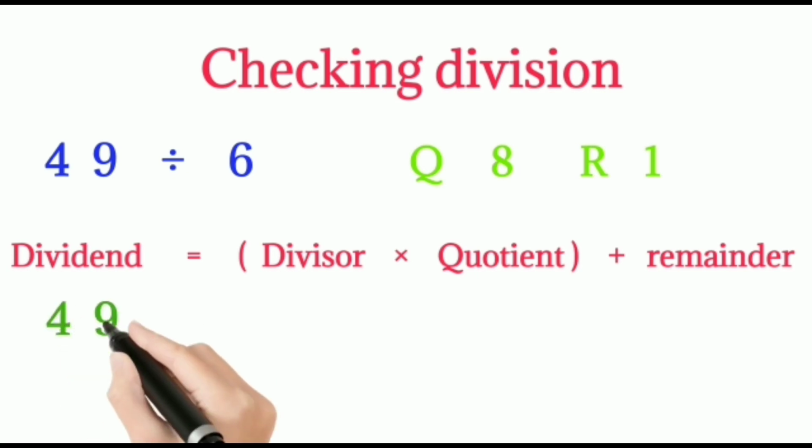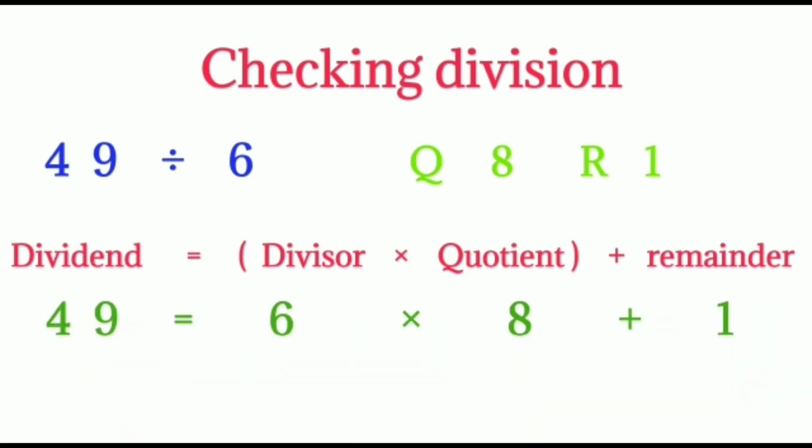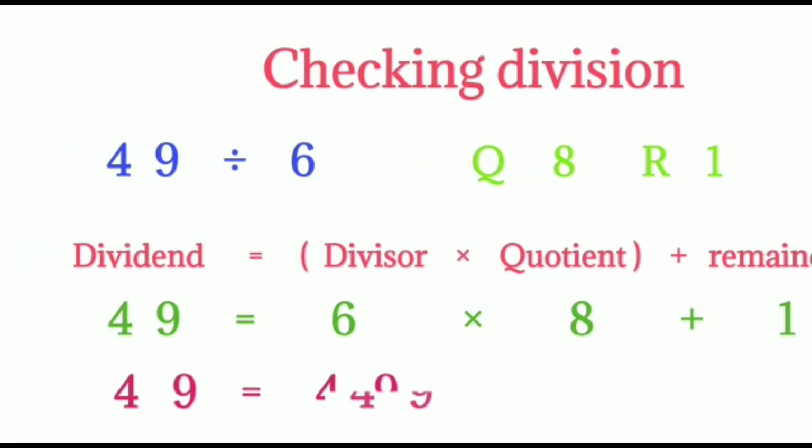Equal to divisor, that is 6, times quotient 8, plus 1. Then 6 8s are 48 plus 1, then we get 49. Then our dividend is equal to divisor times quotient plus remainder. Your answer is right. You can check your answer like this.